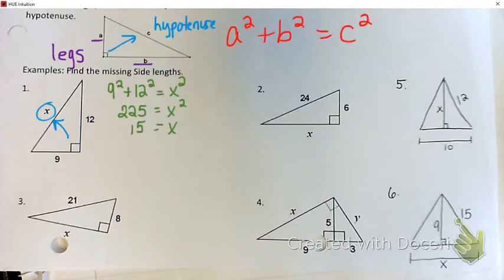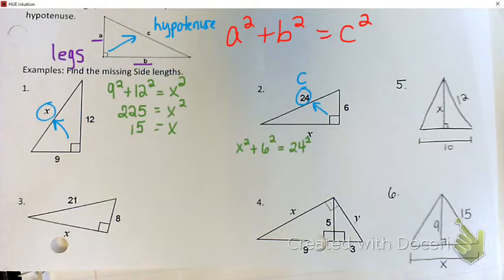The 24, because it's across from the 90. So that's the c. That means that x and 6 are the legs. Again, they can go in whatever order that you put them in as long as the c is by itself. Okay? So we're going to have x squared plus 6 squared equals 24 squared. Questions? Now you could have 6 squared plus x squared equals 24 squared, as long as the 24 is on the other side of the equals, because that's the hypotenuse.